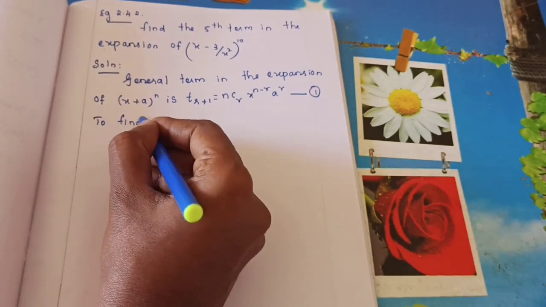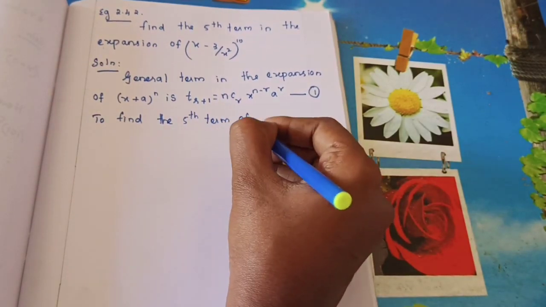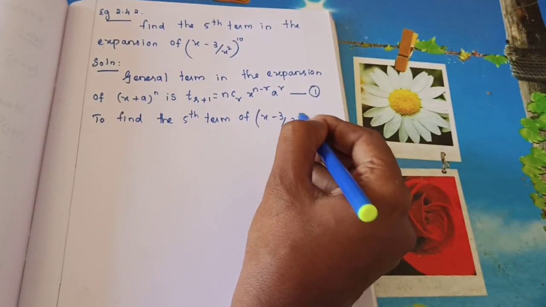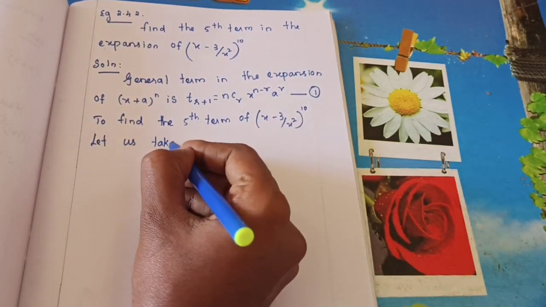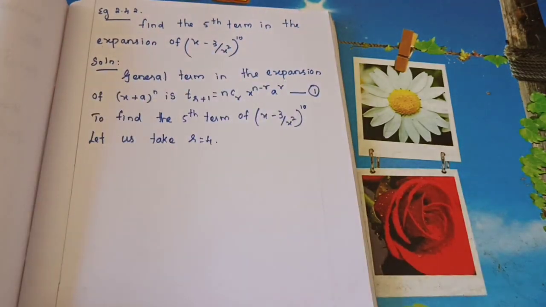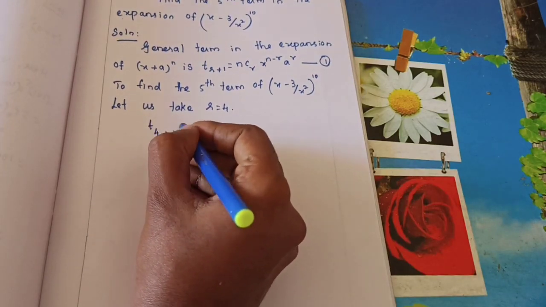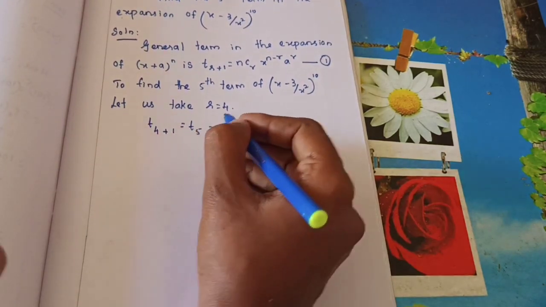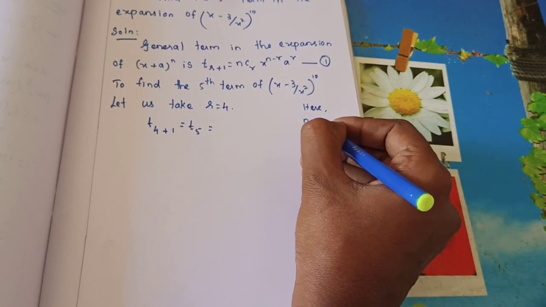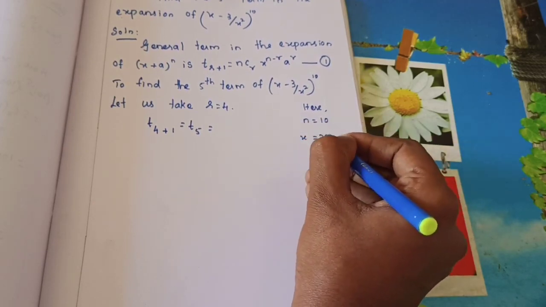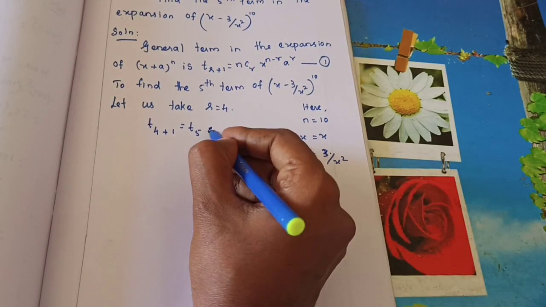So you need to find the fifth term of (x - 3/x^2)^10. Let us take the r value as 4. So in the place of r, you substitute 4. That's all. T_(4+1) is equal to T5. Correct? Now substitute the values in the formula. In the place of n, 10 is there. In the place of x, x is there. In the place of a, -3/x^2 is there. Substitute in this formula.